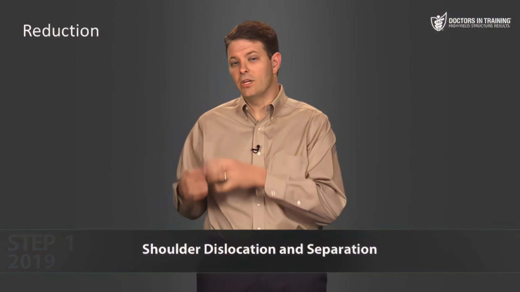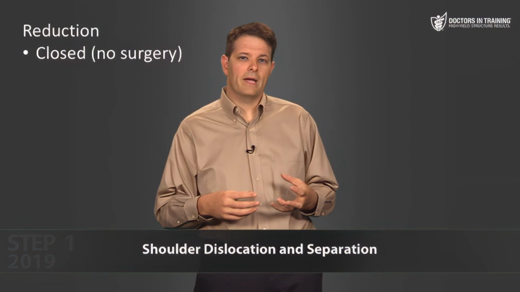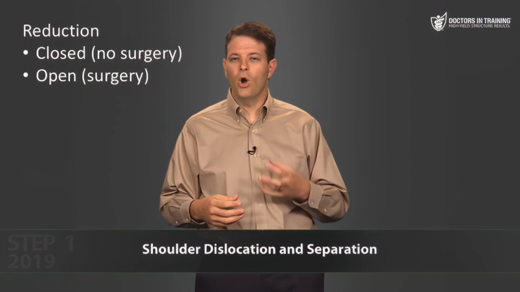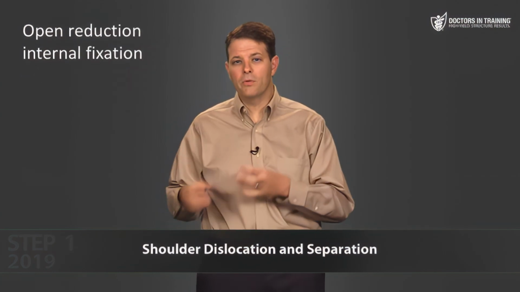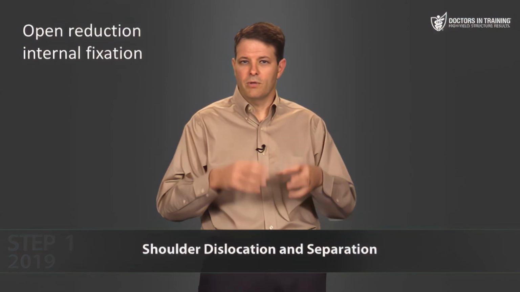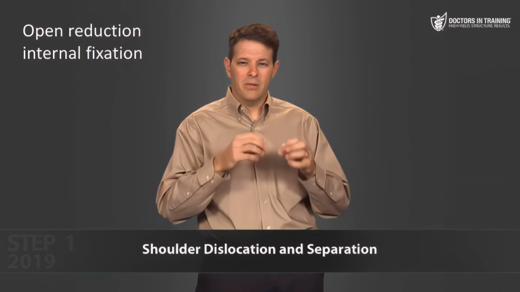Now, whenever you put a bone back into place, that's called a reduction. If you do that without having to do surgery, that's called a closed reduction. If you surgically put a bone back into place, that's called an open reduction. And maybe you've heard the term ORIF, which is an open reduction internal fixation. That's where you not only do surgery to put the bone back into place, but you also fix it in place with a screw or a plate or a pin.